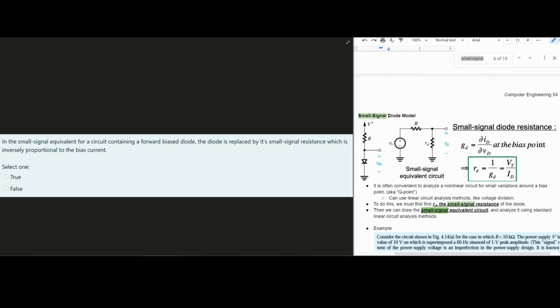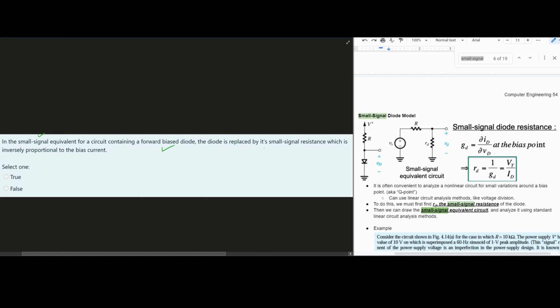So when we look at the problem, it says in the small signal equivalent for a circuit. So we're going to be looking at the small signal. That is already a check right there. Containing a forward biased diode. Now we have our forward biased diode. We know that whenever our arrow is pointing this way, the same way as our current flow, it's going to be forward bias, so that's okay too.